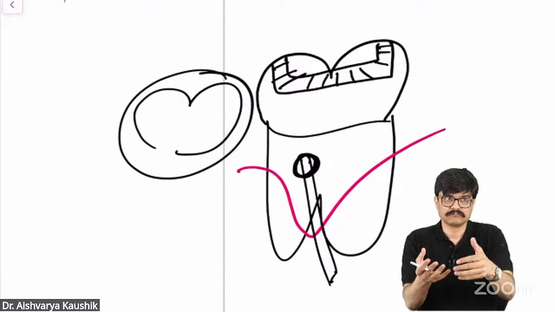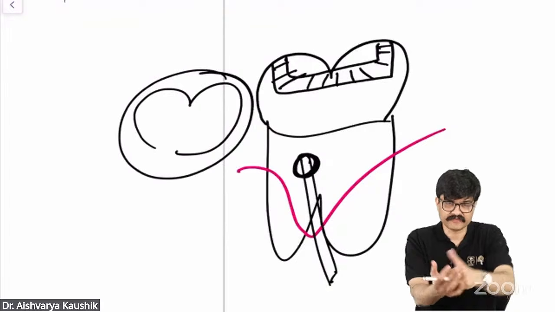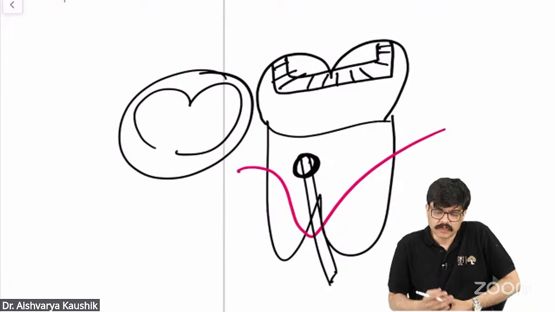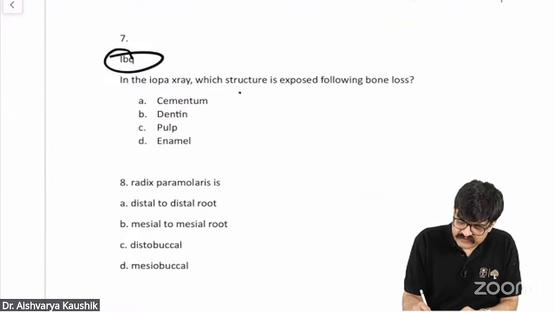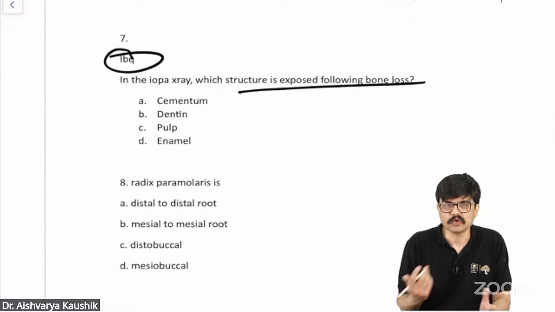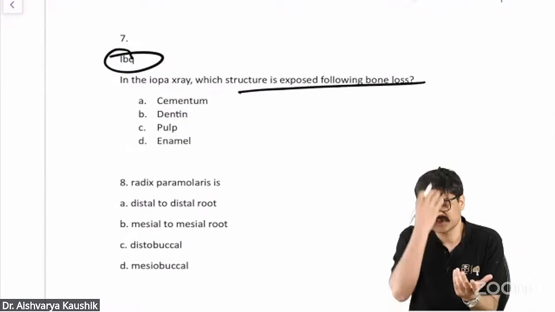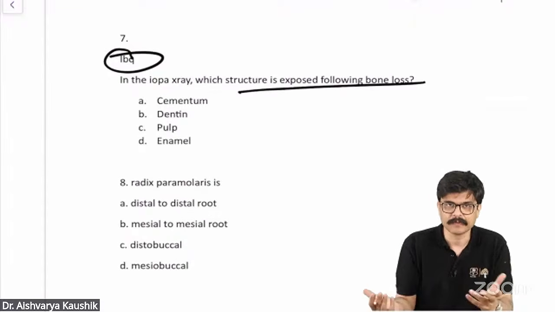Now, you know that gingiva always attaches to the bone, right? So if there's bone loss, the gingiva is also going to go down. So the question was, which structure is exposed following the bone loss? And they had mentioned all the 4 tooth structures, that is cementum, dentine, enamel, and pulp, right?